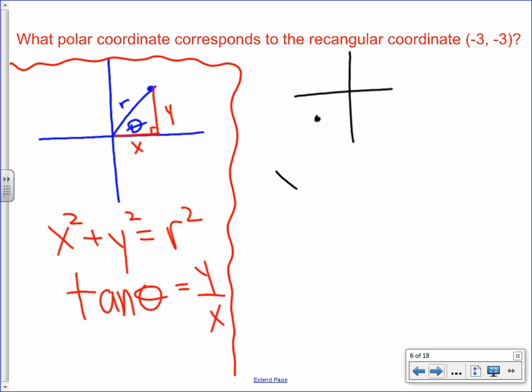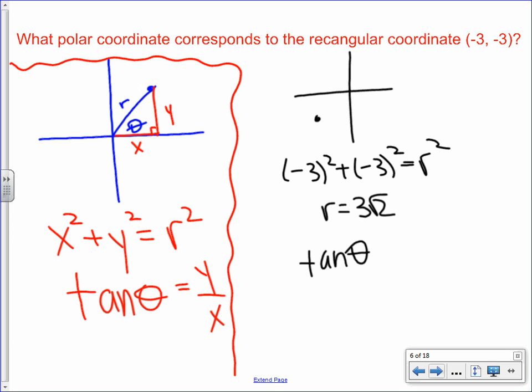So x squared plus y squared equals r squared, 3 radical 2. And then we have the tangent of theta equals y over x, which is 1. Now, we have said that r is a positive 3 radical 2. We want this to be in the third quadrant. I know that there are 2 places where the tangent of theta is 1. Which theta do we want?